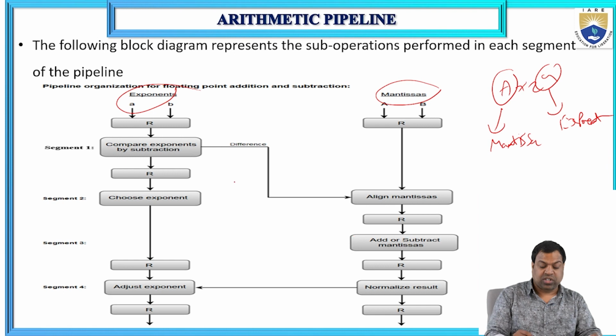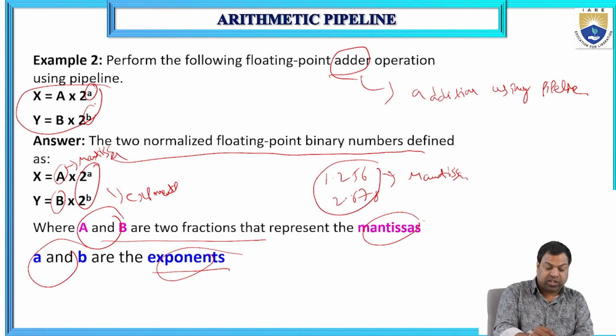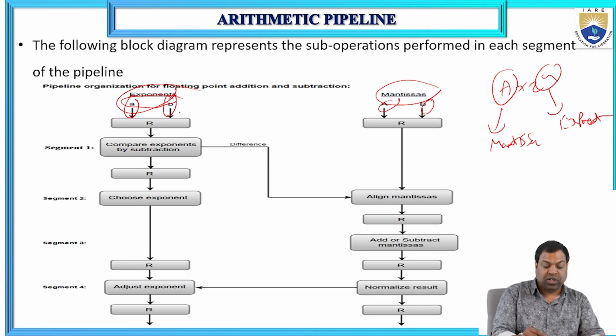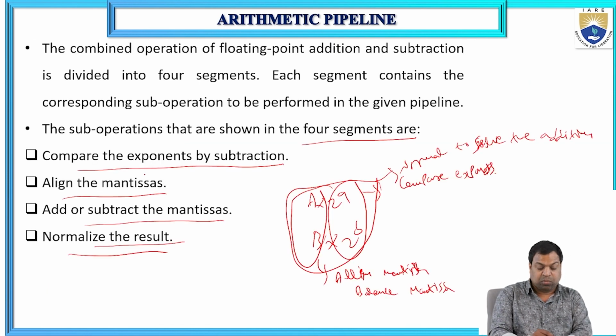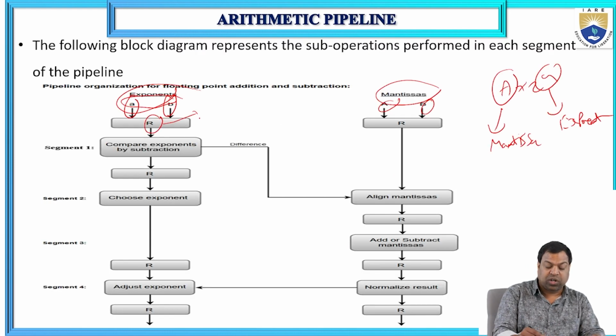It is an exponent. So I am taking here exponent small a and small b, already in this diagram. Small a and small b are the exponents, and the mantissas are capital A and capital B. So we have to go for the exponents. What is the first condition? Compare the exponents by subtraction. Comparing means we have to go for one register to compare operation.